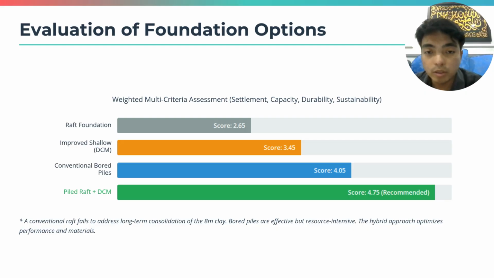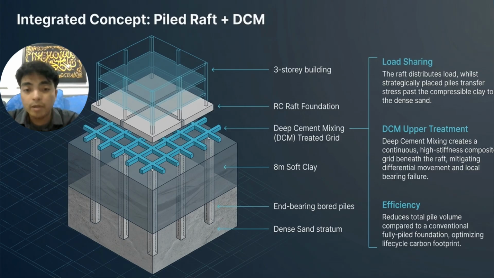To find the best solution, we conducted a weighted multi-criteria assessment. So we compared a conventional raft, deep cement mixing, bored piles, and our recommended solution, a piled raft integrated with DCM. A conventional raft fails because it cannot handle the 8-meter clay consolidation. Full bored piles are effective but highly resource intensive and expensive. Our integrated hybrid approach uses DCM to treat the upper soft clay layer. This creates a high stiffness composite ground that provides uniform support to the raft.